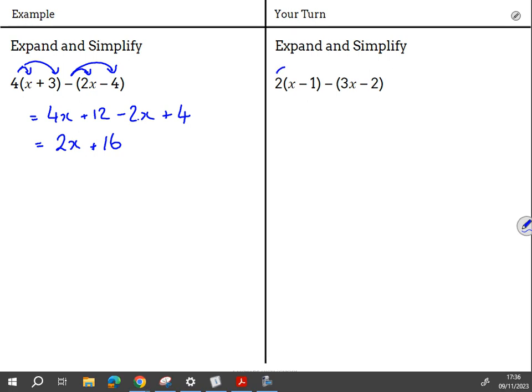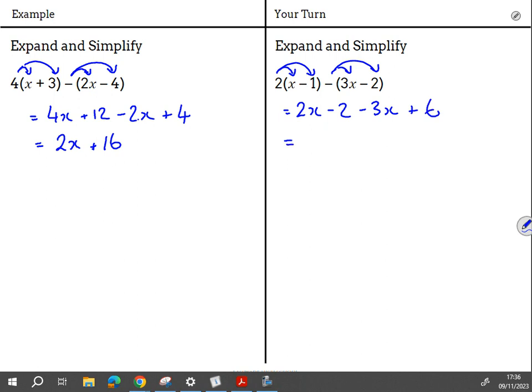So to expand the bracket here, we've got 2 times x is 2x. 2 times minus 1 will be minus 2. Again, we're expanding the second bracket with minus 1 here. So negative 1 times 3x is minus 3x. And negative 1 times the minus 2 will give me a positive 6.